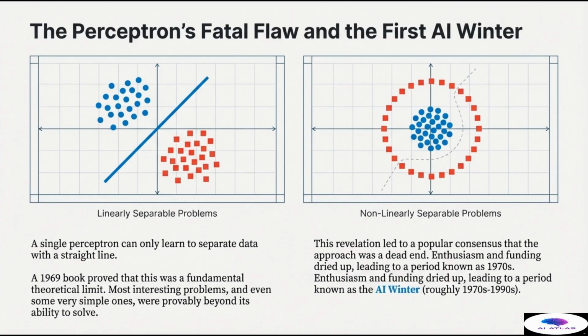A pivotal moment arrived in 1969 when Marvin Minsky and Seymour Papert published the book Perceptrons. They rigorously proved this fundamental theoretical limit. A single perceptron was incapable of solving nonlinear problems. This revelation shattered the optimism around neural networks. The conclusion was that the approach was a dead end. Enthusiasm and funding rapidly dried up, leading to the AI winter, a period that lasted roughly from the 1970s through the 1990s, where neural network research largely stalled.